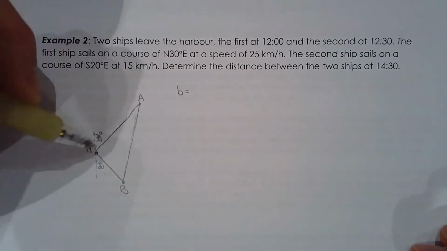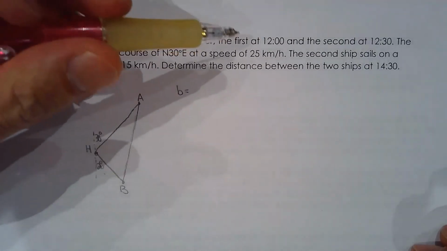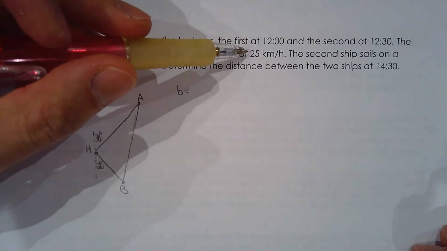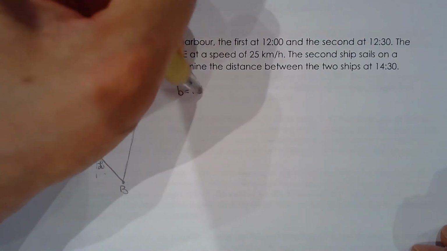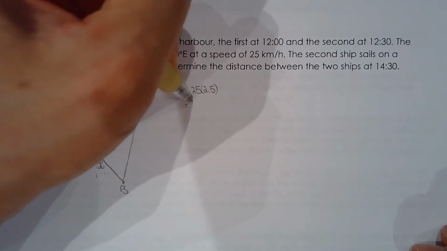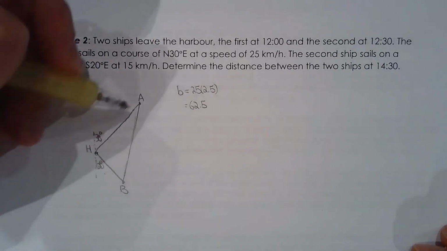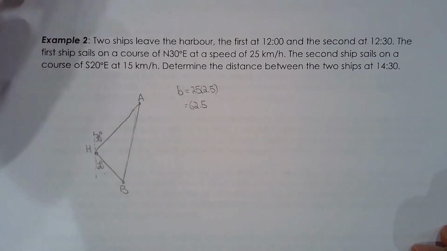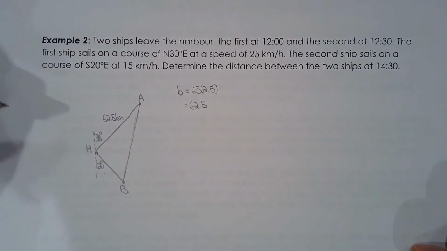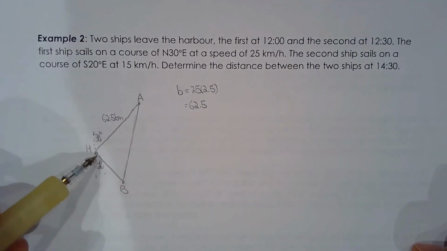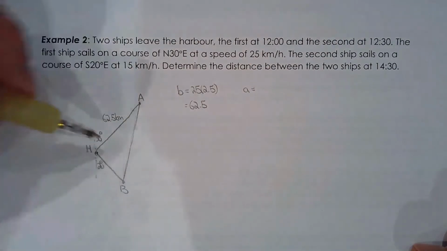So how far does the first ship travel? Well, it travels at a speed of 25 kilometers per hour for 2.5 hours. So 25 kilometers per hour times 2.5 hours, that's 62.5 kilometers. Okay, so we know this is 62.5 kilometers. Let's write that in. All right, what else do we know? Or what else do we want to solve? We want to solve for HB, which is A, because this side is across from angle A.